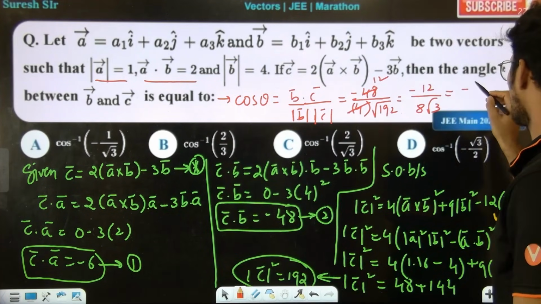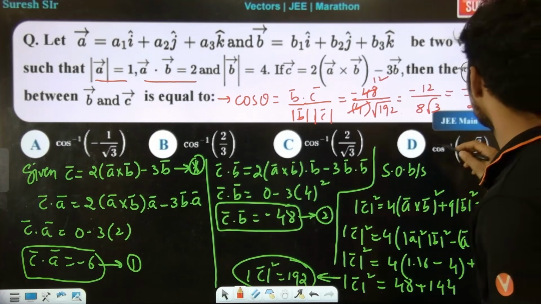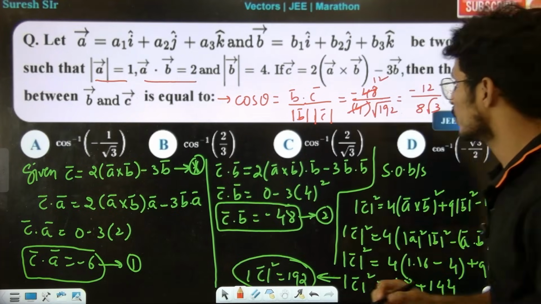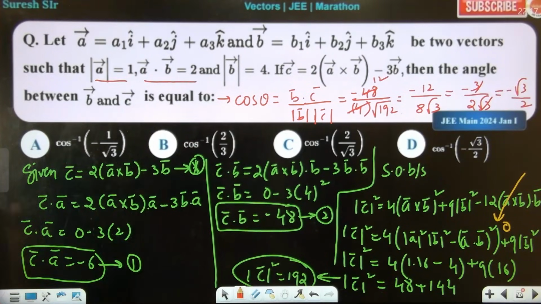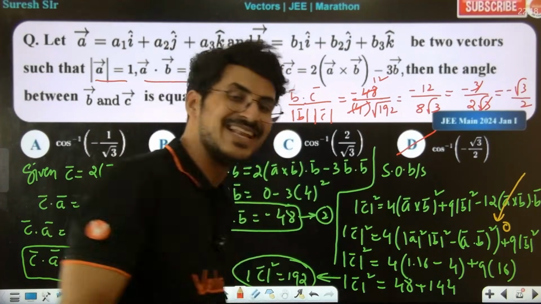Minus 4 threes are 12, so 2 root 3. This will be cancelled. And then minus root 3 by 2. So option D is the answer. Any doubt? So cos theta is this. Theta is cos inverse of this. Option D for Delhi is the right answer.